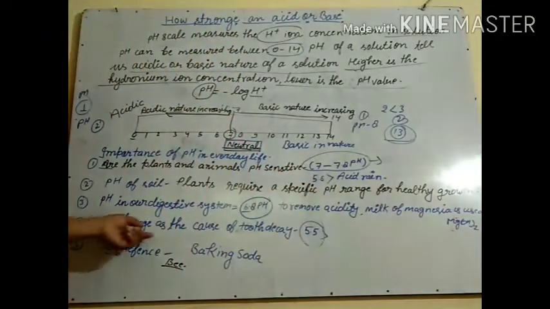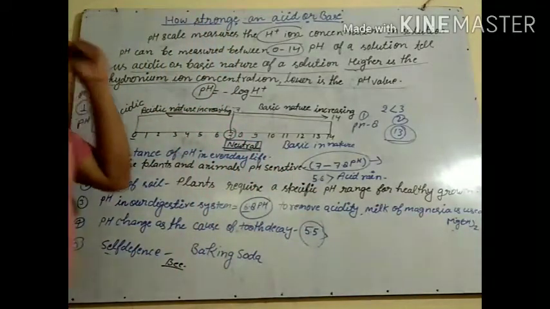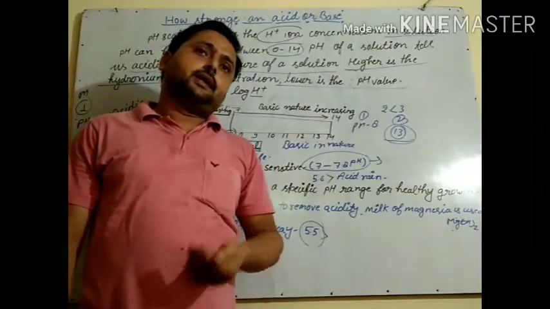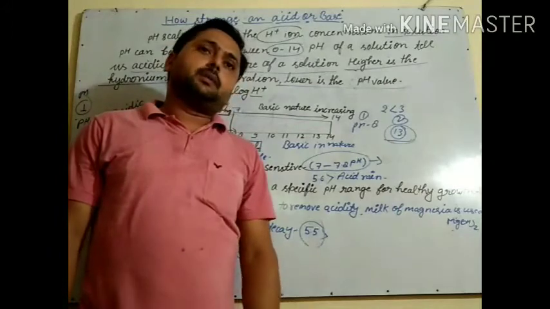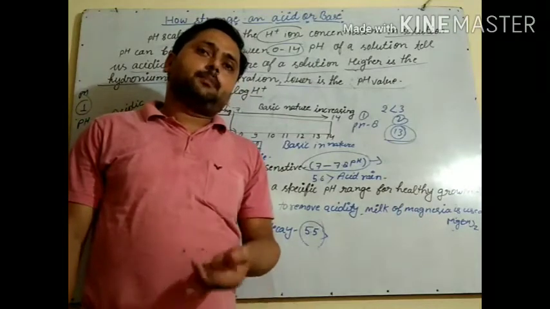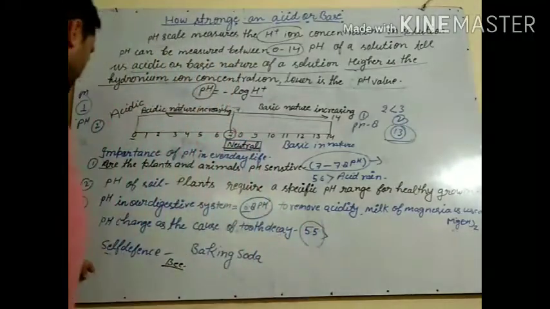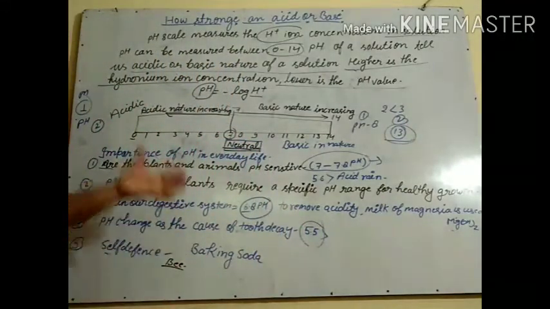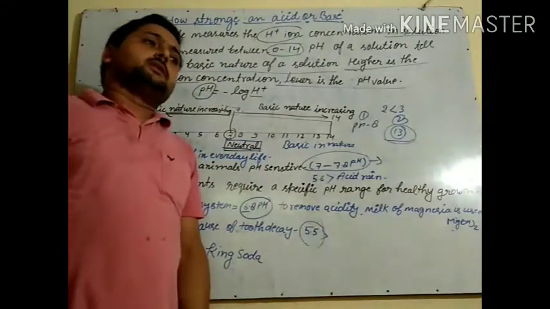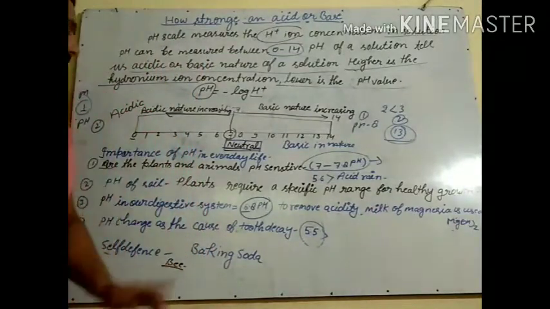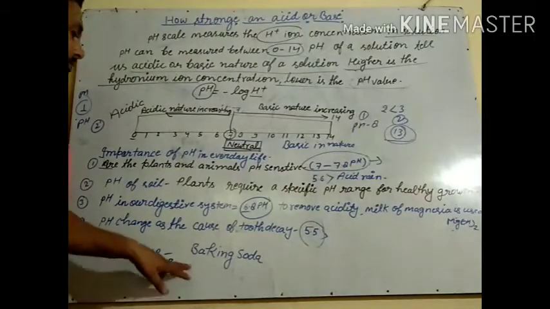And next is pH as the cause of tooth decay. If the pH of our mouth is less than 5.5, that leads to tooth decay. To prevent this, we use different types of toothpaste that have carbonates and other bases. And self-defense: bees have acids. When they sting us, that causes pain and irritation. To remove the pain and irritation, we use baking soda.